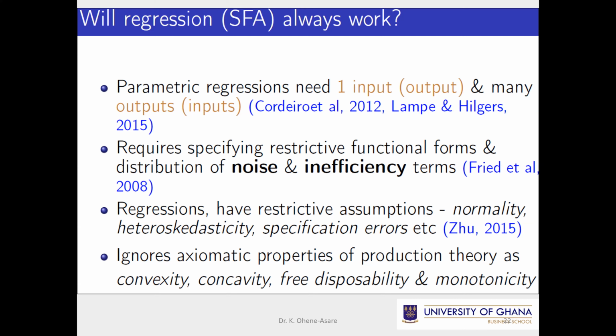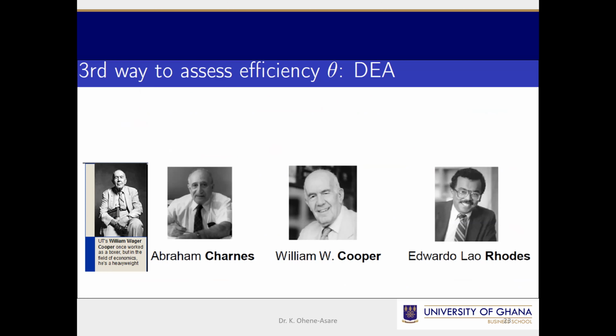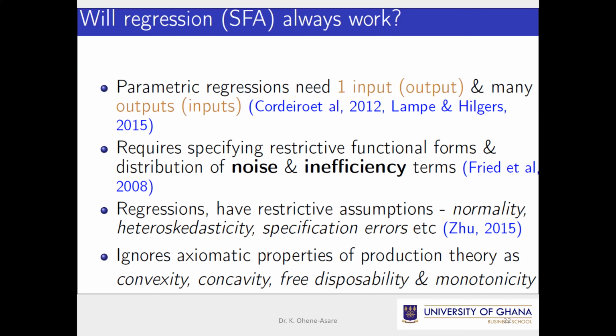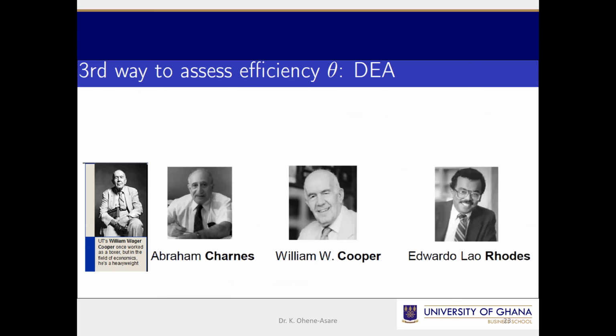And then we are not able to get some of the axiomatic properties of production economics. We are not able to clearly determine convexity, concavity, free disposability or monotonicity. We are not able to get these things. Each one of these terminologies, you just have to learn on your own. So because of this, we now resort to the third way of measuring efficiency and dynamic productivity. And now, ladies and gentlemen, the third way is known as data envelopment analysis.